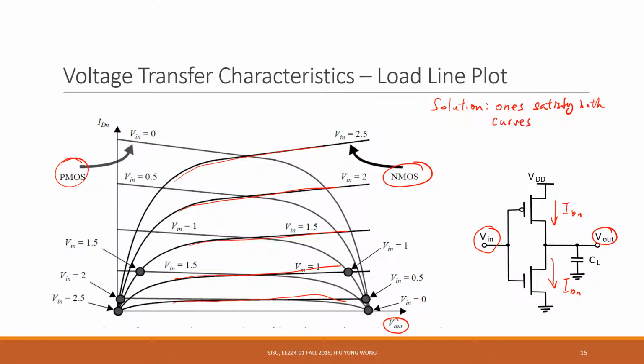Okay, so for example, let's look at this point. This is the point which is Vin equal to 1.5 volts for NMOS, and also Vin equal to 1.5 volts for PMOS. The Vin has to be the same because they are connected together. And at this point, I have the same current and also the same Vout. So this is the solution, right? By definition, it is a solution because it's telling me that when Vin equal to 1.5 volts, I have this amount of current and I have this amount of Vout. Is this a solution?